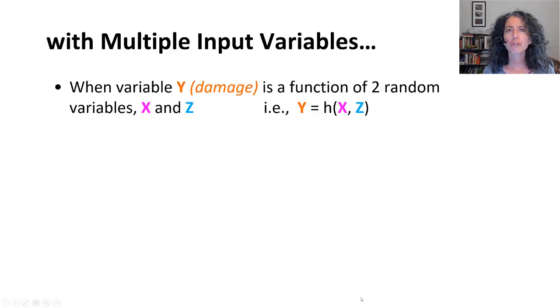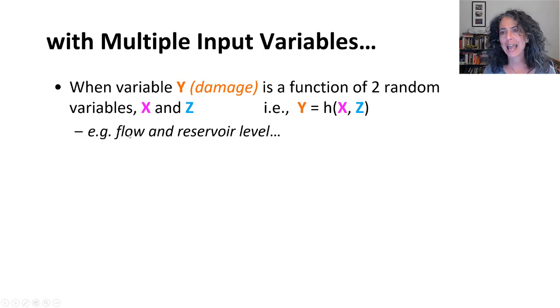I mentioned earlier that we could use any number of input variables with no added complexity. So let's add another one. We have our random variable y, damage, and it's a function of, in this case, two random variables, x and z. Let's say x is still flow and z is the starting level of a reservoir upstream. Different levels of the reservoir at the start of a flood event are going to give us different releases from the reservoir because there's different space to store the flood.